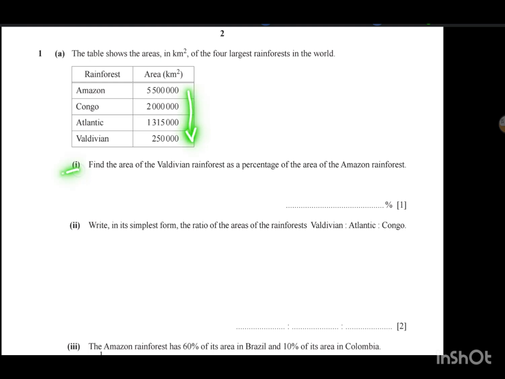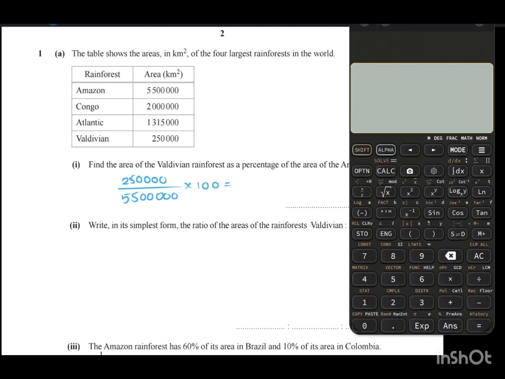Now they are asking question 1. Find the area of Valdivian rainforest as a percentage of the area of Amazon rainforest. So this is a simple question. You need to take the Valdivian rainforest area in the numerator by the Amazon rainforest in the denominator, because they are asking the question to find out as the percentage of the area of Amazon rainforest. So just do this and multiply by 100. You'll get the answer.